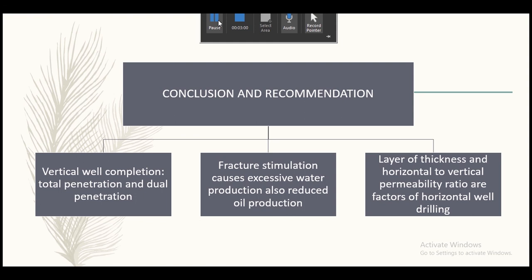The second one, the fracture stimulation of a partially completed well causes excessive water production, and it also reduces oil production. And the third one, the layer thickness and high horizontal to vertical permeability ratio are the factors affecting horizontal well drilling.